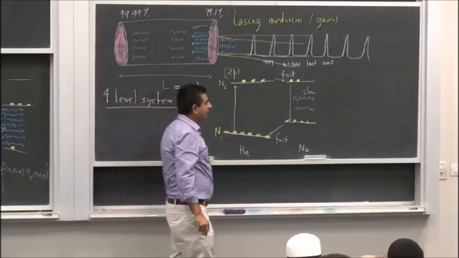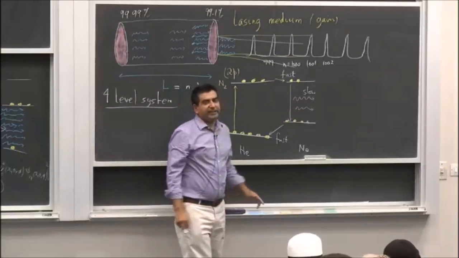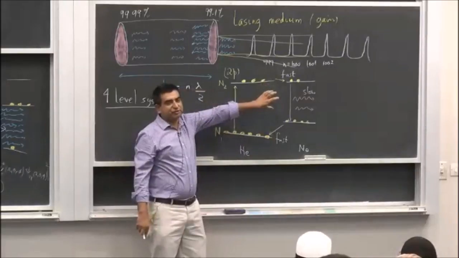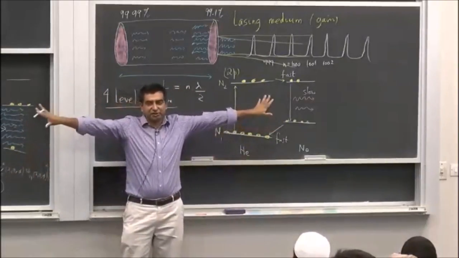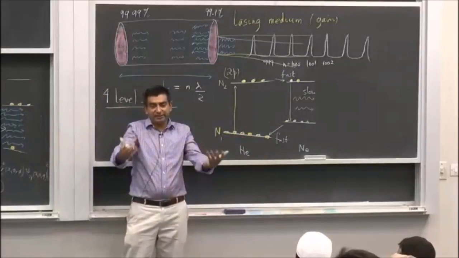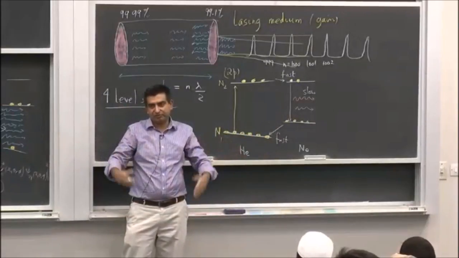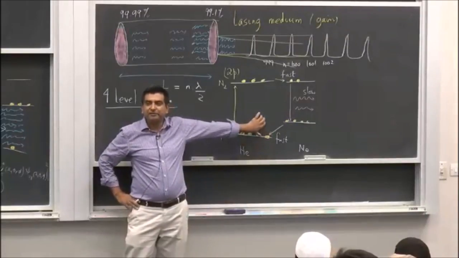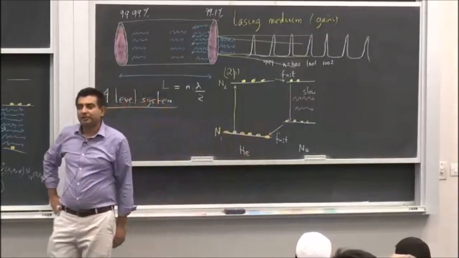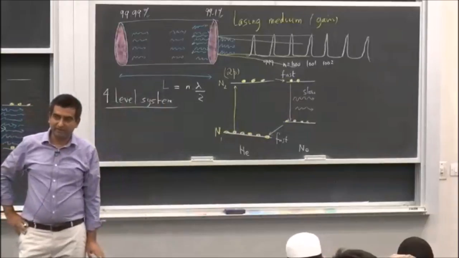Now the question that I would like to ask is, is it easier for this energy level structure to lase than that? Which one of these energy level structures is easy to get laser light out? Which one is easier? This one? Why? Correct, the answer is correct, but why?